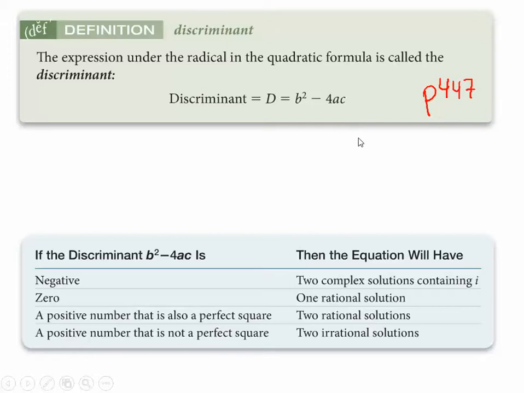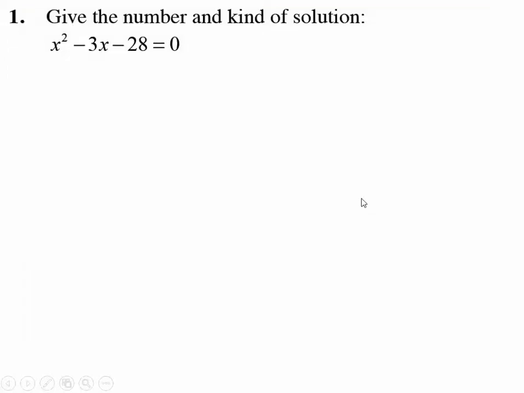Okay, so let's go for it here. Don't solve it. Just give me the number and the kind of solution we expect out of this. So let's do this together. It's set equal to 0. That's great, because that means I have my a, b, and c already, and I'm going to put them right into the discriminant. So b squared minus 4ac, just figuring that out right there.